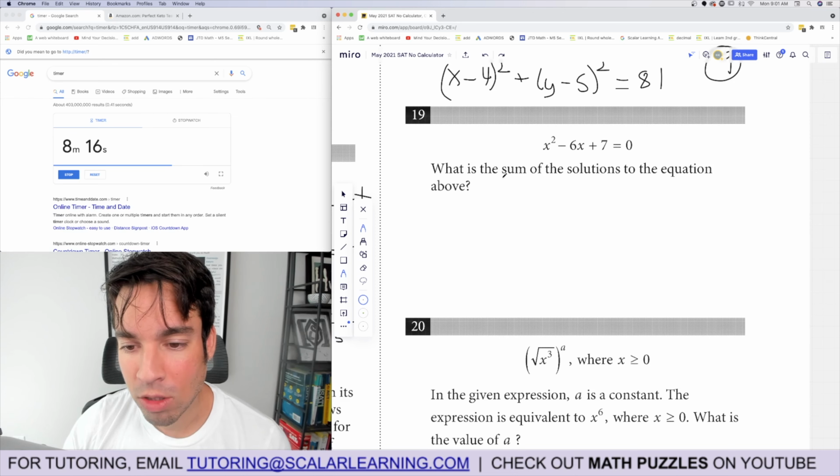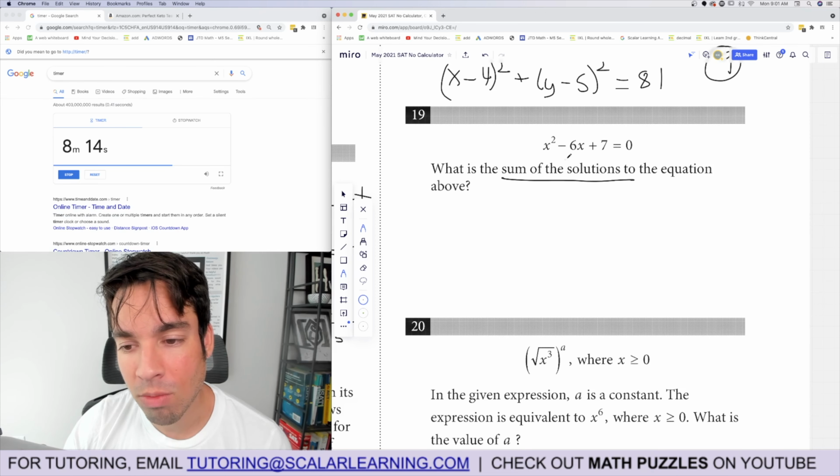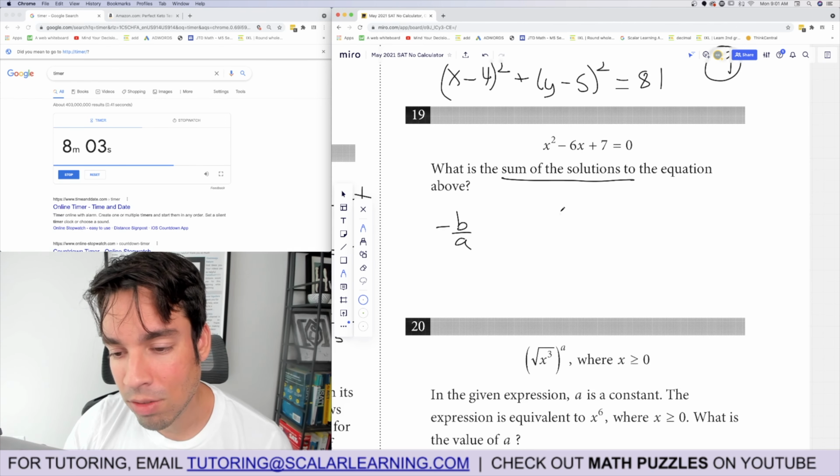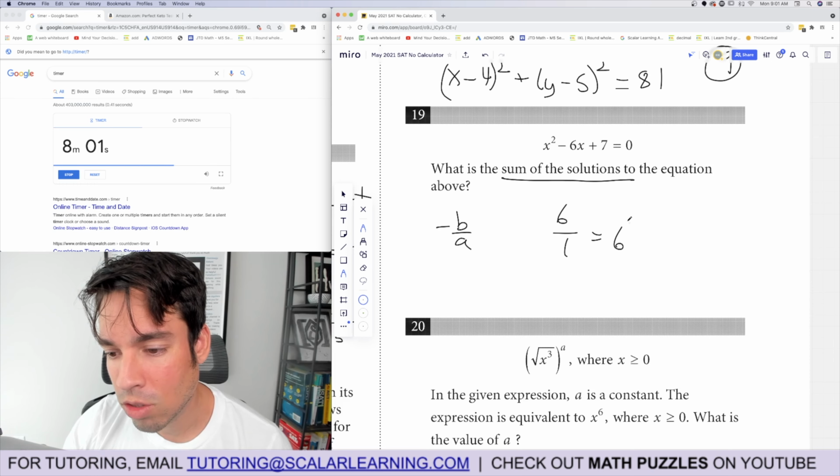I told you guys with those precision formulas in that video that I sent out, right? The sum of the solutions is negative b over a. Nevertheless, we got 8 minutes to spare, so we got plenty of time. I'll show you how to do it even if you don't know this formula. But the sum of the solutions is negative negative 6 over 1, which is 6. The answer is 6 and you're done.